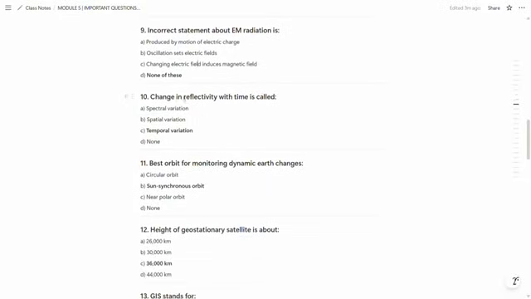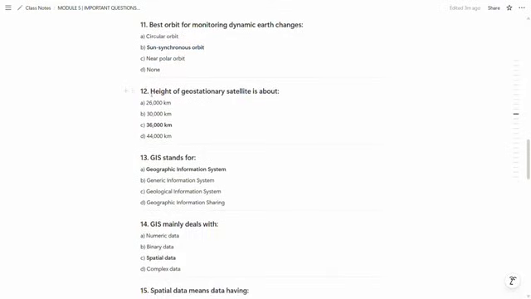So now 10th question is change in reflectivity with time is called temporal variation. So C is the correct answer. Now 11th question is best orbit for monitoring dynamic earth changes is sun synchronous orbit. So B is the correct answer. Now in the 12th question height of geostationary satellite is about 36,000 kilometers. So C is the correct answer. Now the 13th question is GIS stands for Geographical Information System. So A is the correct answer.